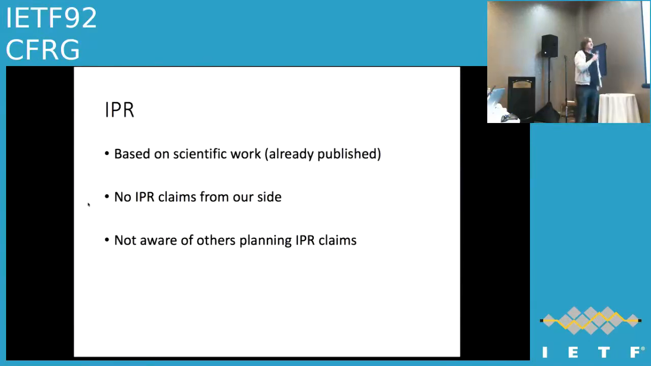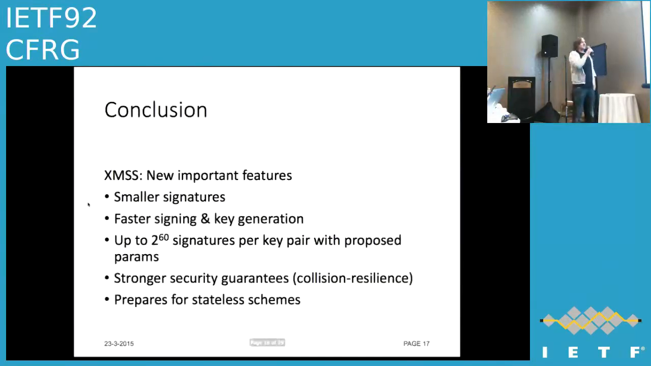Next. So we get smaller signatures and faster signing and key generation. We can do up to 2 to the 60 signatures per key pair with the parameters we propose. We get stronger security guarantees, and we prepare for stateless schemes. Next, thanks.